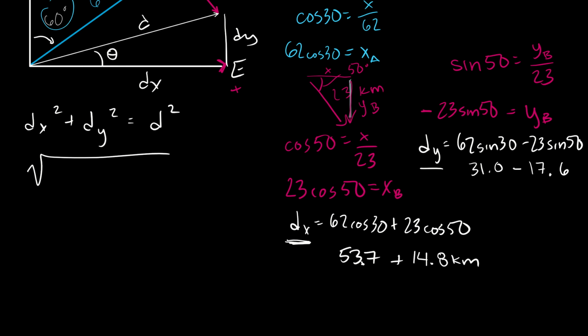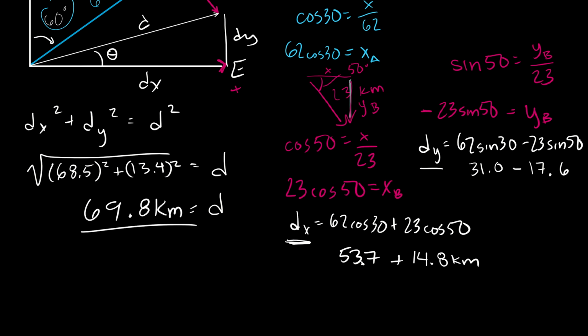So over here we get 68.5 kilometers squared plus 13.4 kilometers squared, which gives us a value for d. That gives us a value for that displacement from the starting spot of 69.8 kilometers. So that was our d value, the displacement from the starting spot.